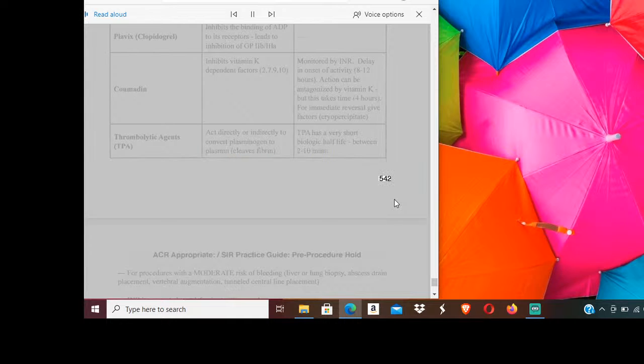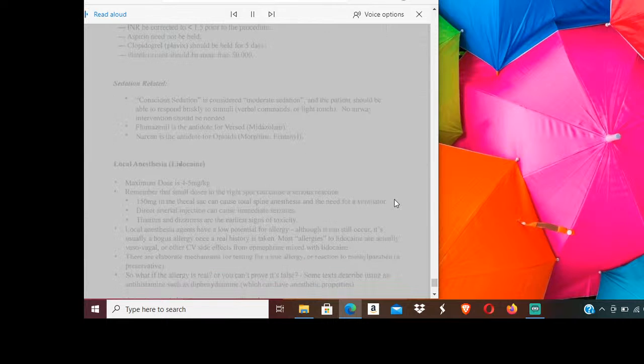ACR appropriateness, SIR practice guideline, pre-procedure hold. For procedures with a moderate risk of bleeding, liver or lung biopsy, abscess drain placement, vertebral augmentation, tunneled central line placement, the INR should be corrected to 1.5 prior to the procedure. Aspirin need not be held. Clopidogrel, Plavix, should be held for 5 days. Platelet count should be more than 50,000.